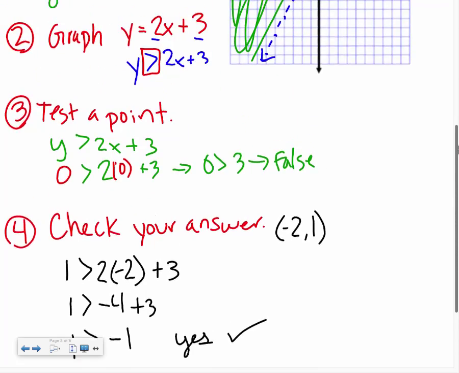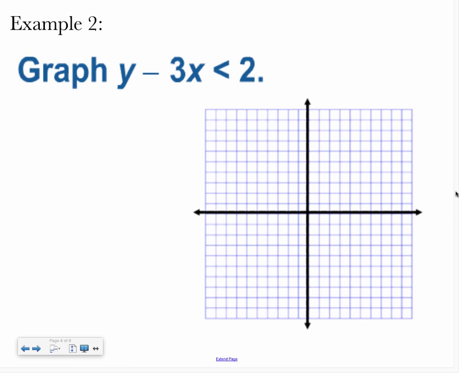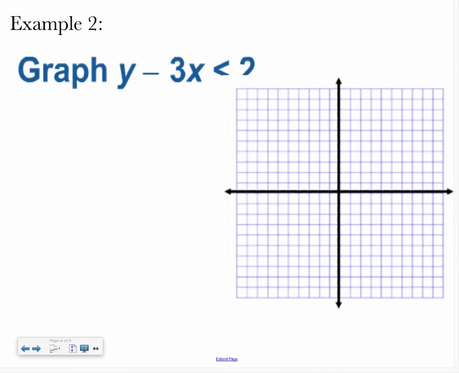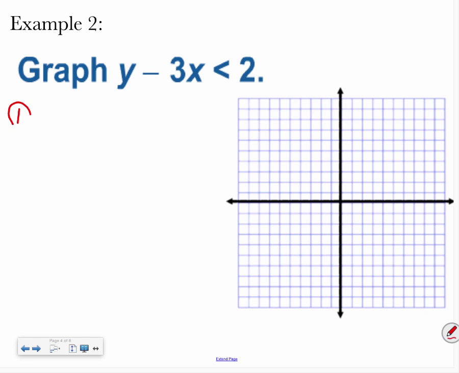Alright. Let's do another example. I want us to graph y minus 3x is less than 2. So first step, solve for y. So I have y minus 3x is less than 2. I'm going to add 3x to both sides in order to get y by itself.